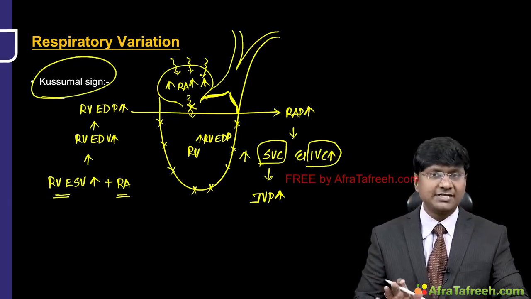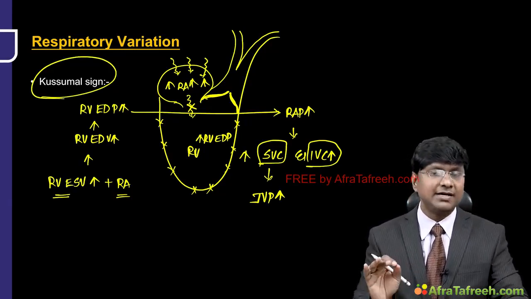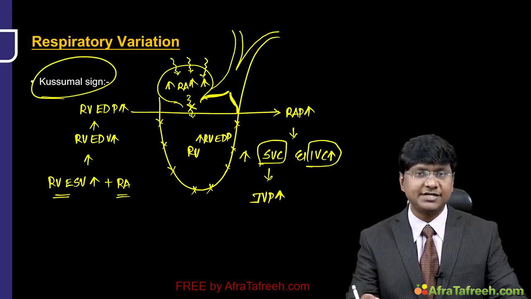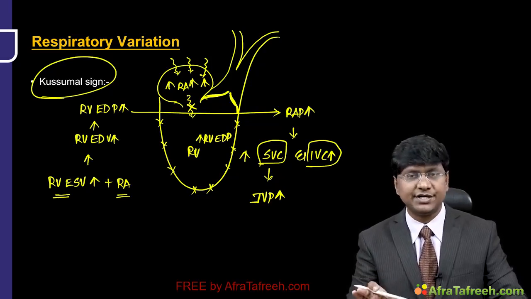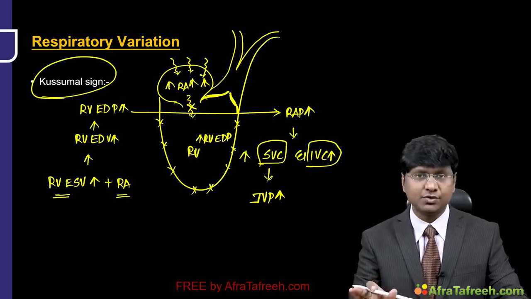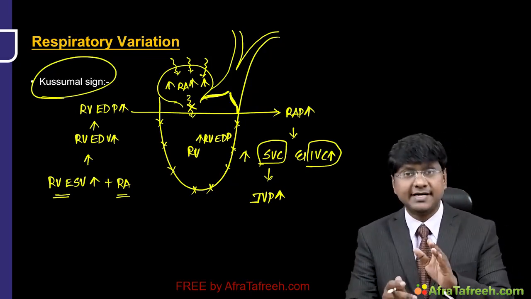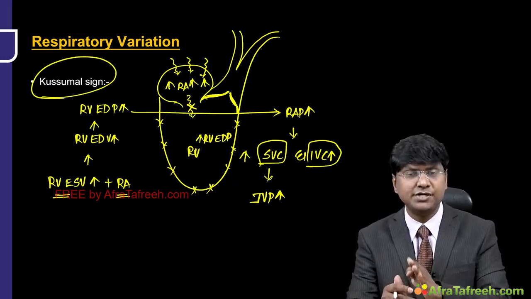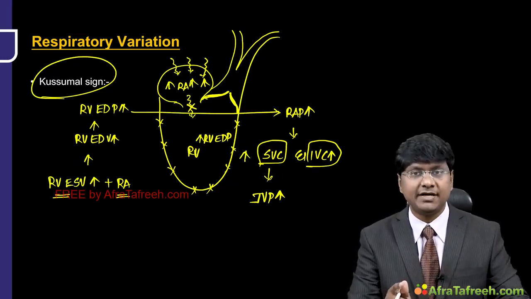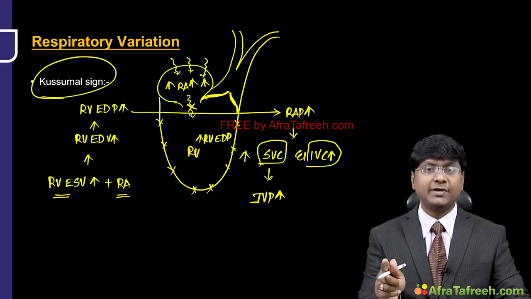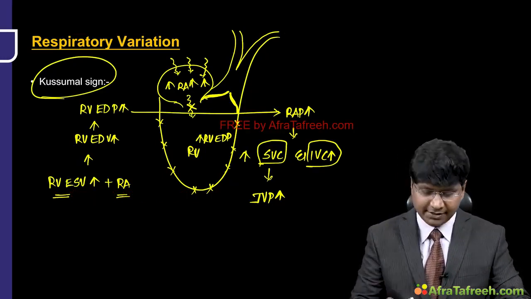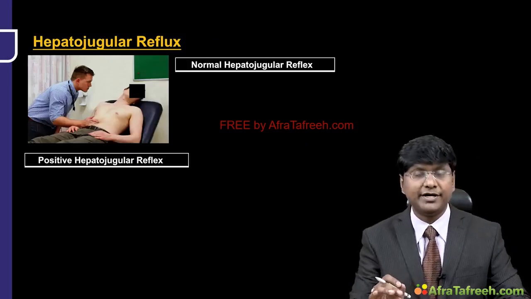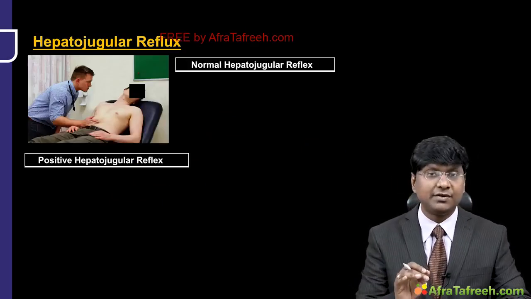Okay, so Kussmaul sign is seen in all the conditions wherever you have right heart failure, then in conditions like constrictive pericarditis as well as restrictive cardiomyopathy. So this is about the Kussmaul sign. Now you have to understand the Kussmaul sign is different from Kussmaul's respiration. Kussmaul's respiration, you come across that in patients with diabetic ketoacidosis, where the individual will have periodic breathing, right?